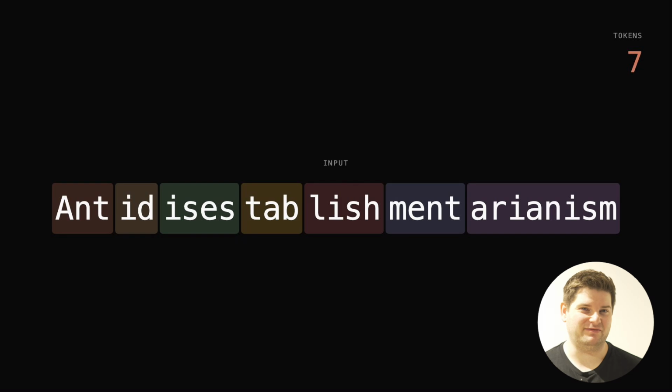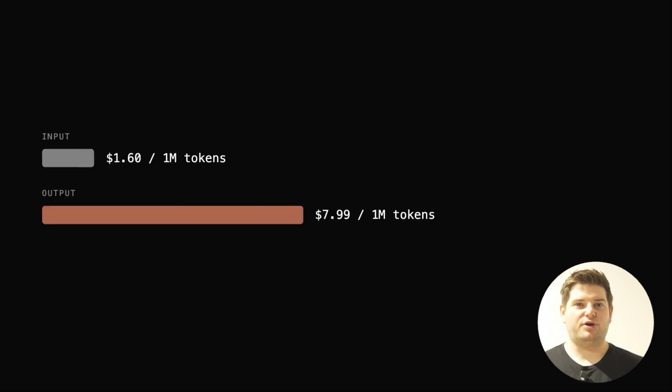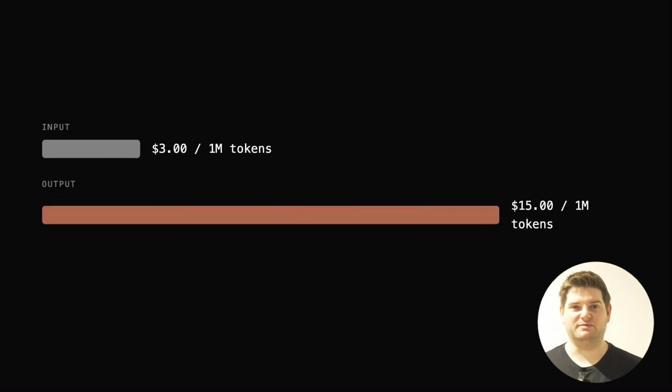Anti-disestablishmentarianism is about 7. This matters because you get billed per token. Input tokens for what you send, output tokens for what comes back. Output is usually 3 to 5 times more expensive. When your API bill spikes, it's almost always because something got looped and generated too many output tokens.